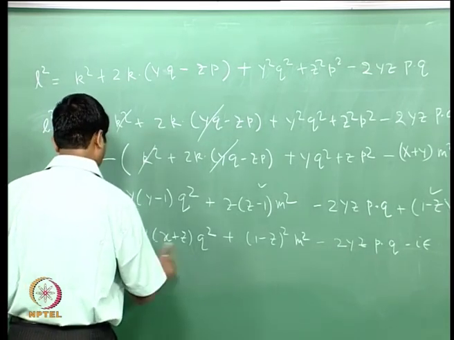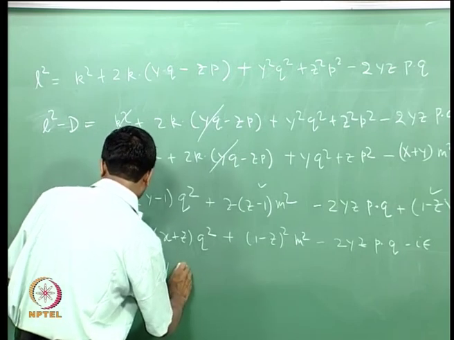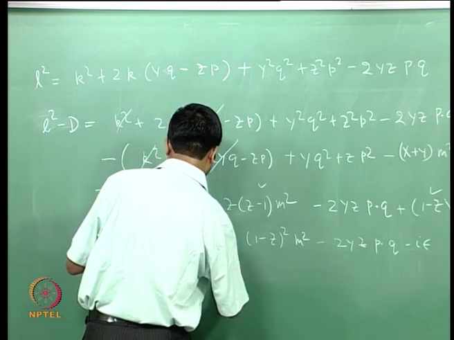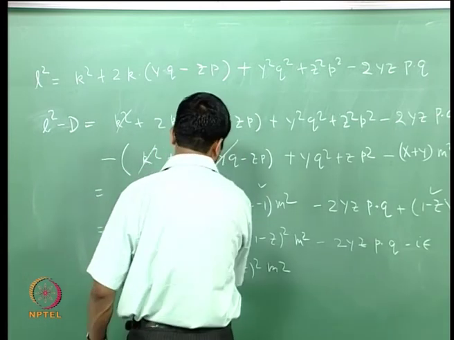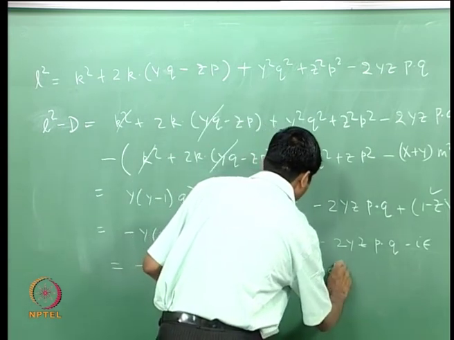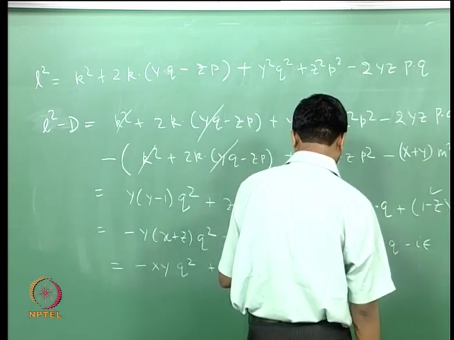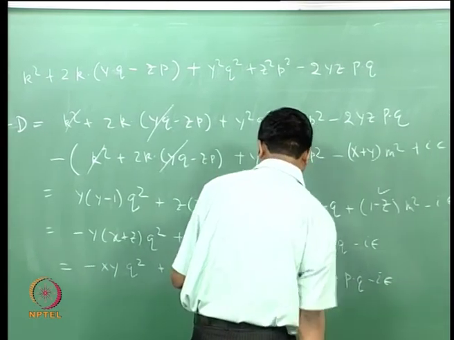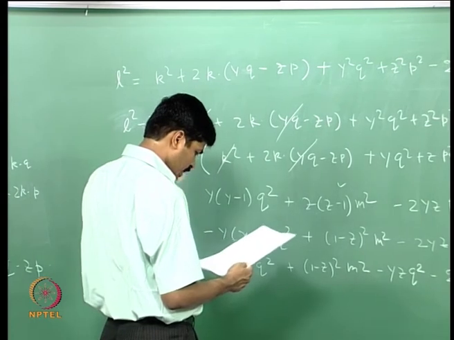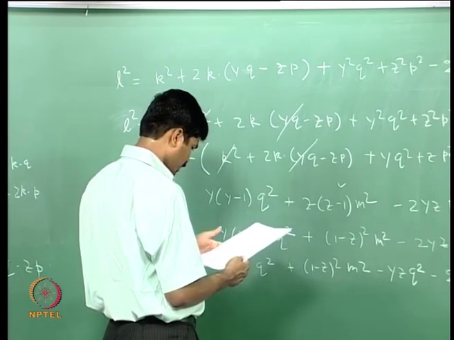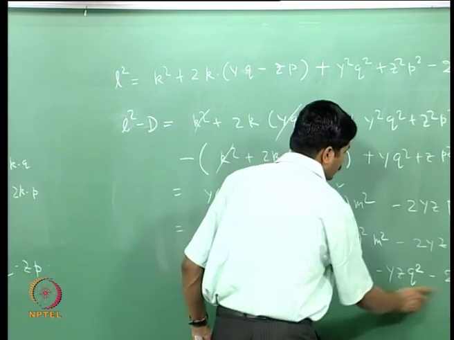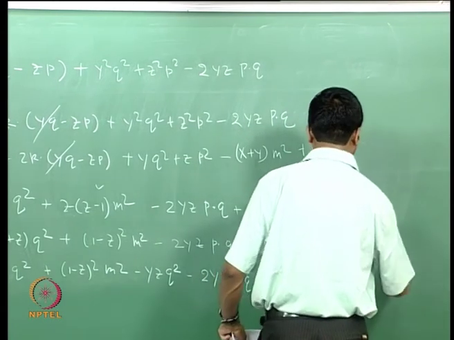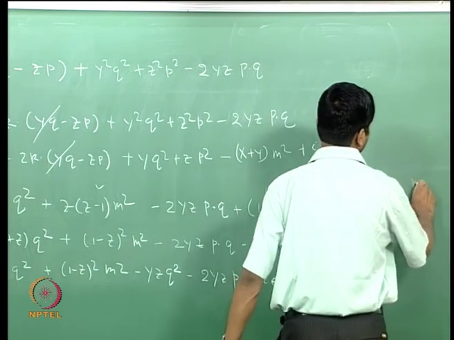So, let us write it as minus x y q square plus 1 minus z square m square, and then I will take this minus y z q square minus 2 y z p dot q minus I epsilon. Okay. Now, if you combine these two terms here, you just see, you get y, let us use this relation p prime equal to p plus q.